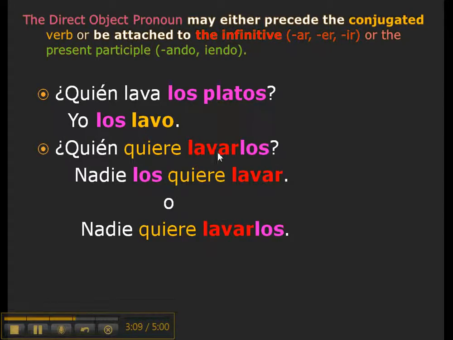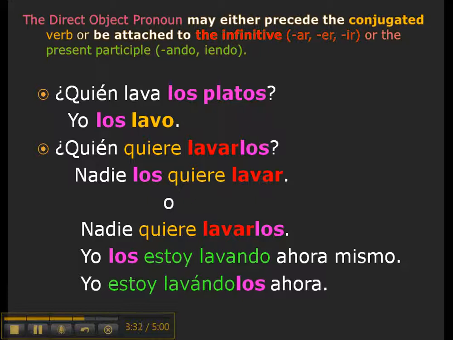Okay, and then lavo, the verb is always going to agree with the subject. ¿Quién quiere lavarlos? Now we have the two, the conjugated and the infinitive. ¿Quién quiere lavarlos? Nadie, no one, los quiere lavar. Because I have two verbs, I could also say nadie quiere lavarlos, which is identical. Okay, it's one or the other, both are perfectly okay. And then with the present progressive, yo los estoy lavando ahora mismo, right now, this minute. Yo estoy lavándolos ahora. So that's another way.